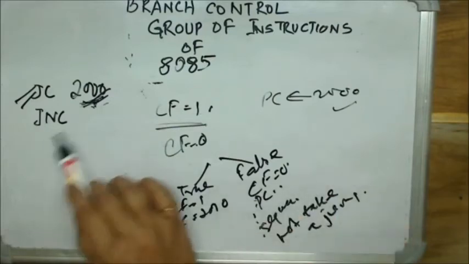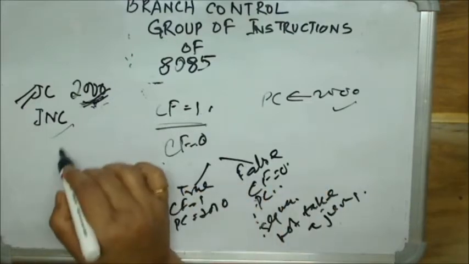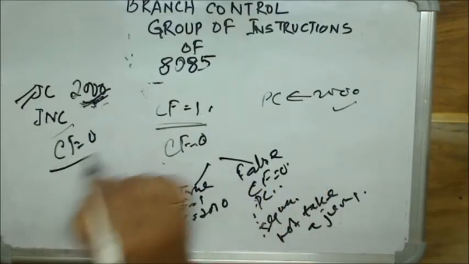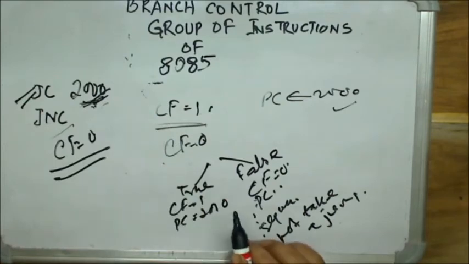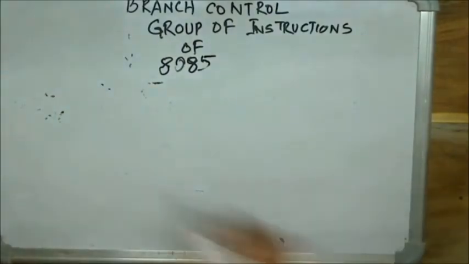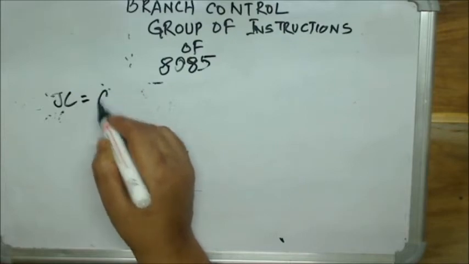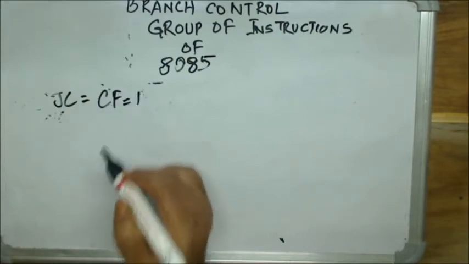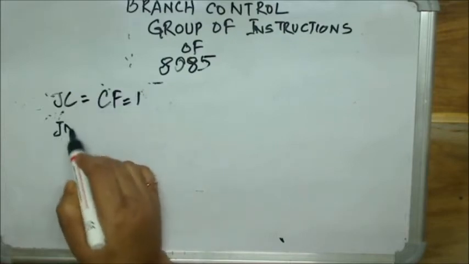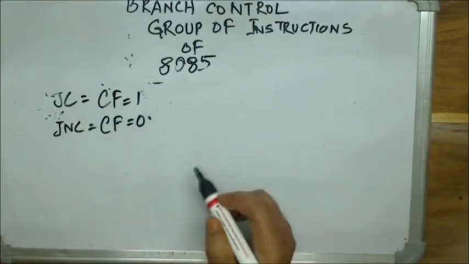Likewise, jump if no carry will also check the carry flag. It will jump only if the carry flag is 0. Okay, so like this there are several jump instructions. Let us take a look. Jump if carry: it will take a jump only if the carry flag is set. Jump if no carry: it will take a jump only if the carry flag is 0.